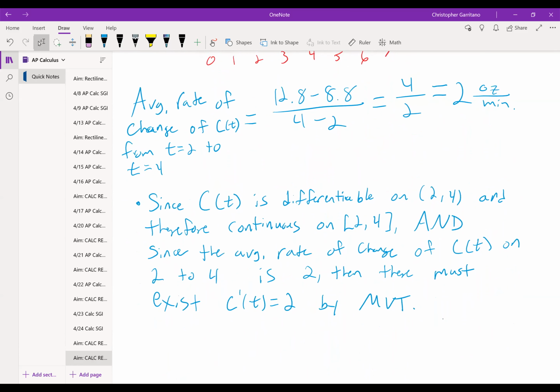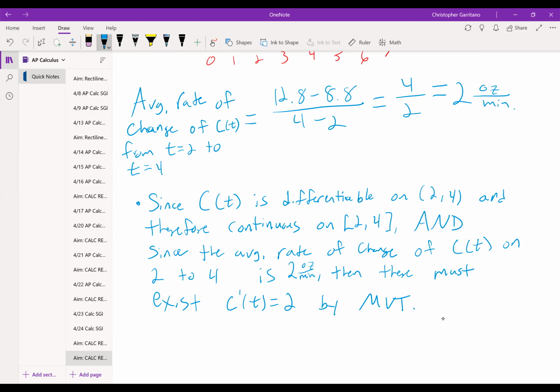Okay, and this is essentially the argument you would make. Since C of t is differentiable on (2, 4), and therefore continuous on [2, 4] inclusive, and since the average rate of change of this function on this interval is 2, then there must exist a t where C prime of t is equal to 2 by the mean value theorem. Now I'm just going to make an adjustment and include the units.